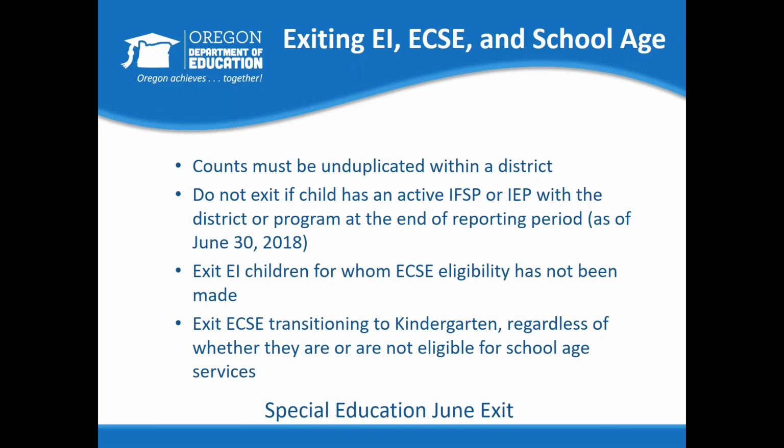When exiting EI children or exiting Part C, exit all children for whom the Part B eligibility has not been determined. This includes children who were referred for Part B evaluation but for whom eligibility determination was not made or reported by the child's 3rd birthday, or whose parents did not consent to transition planning. And when exiting ECSE, children include all children who are no longer eligible for services and all early childhood special education children transitioning to kindergarten, regardless of whether they are or are not eligible for school-age services.